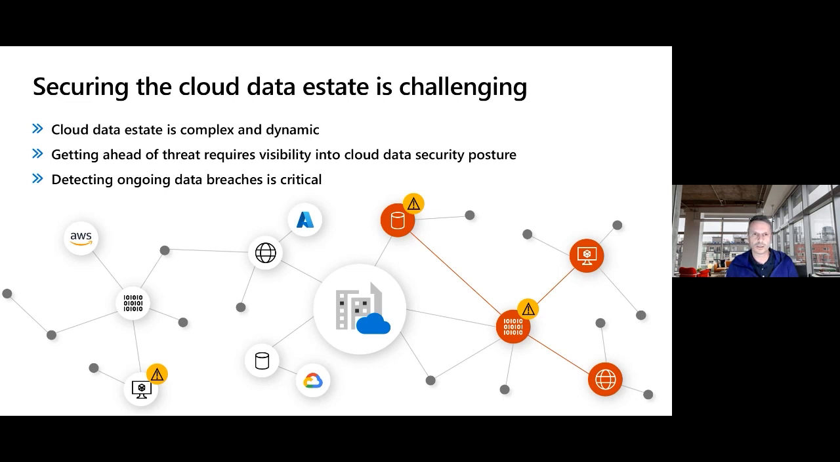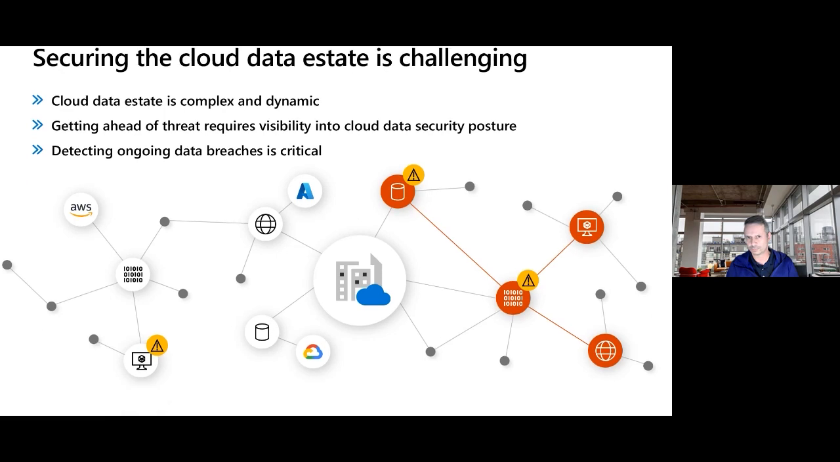And of course, you also need to understand if there is an ongoing data breach right now. Because if you have sensitive data in some resource and currently there is a breach, this is your top risk. And this is the part that you currently need to address first, ahead of any other task that you have within your repository.